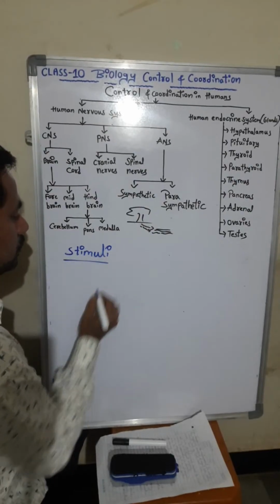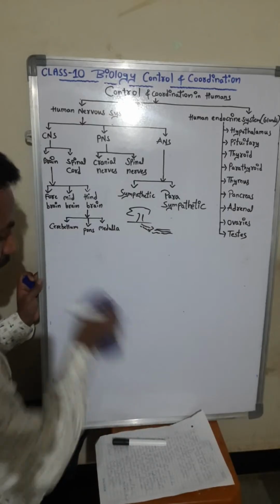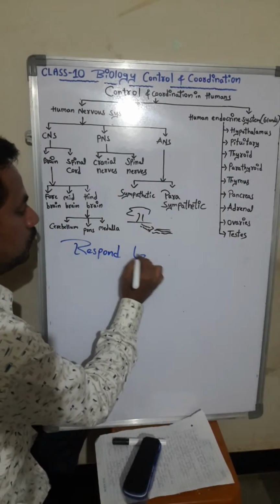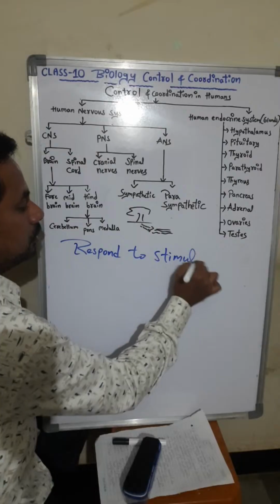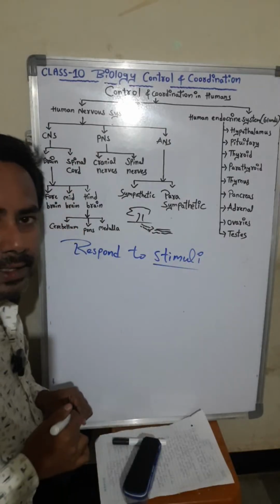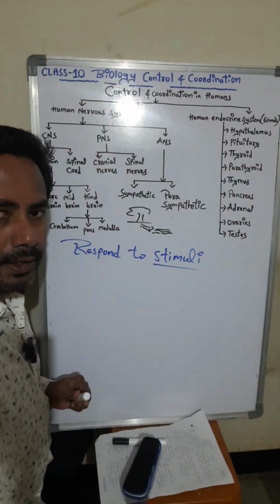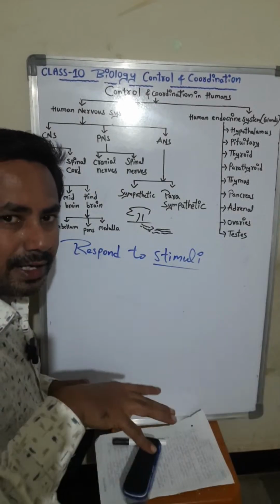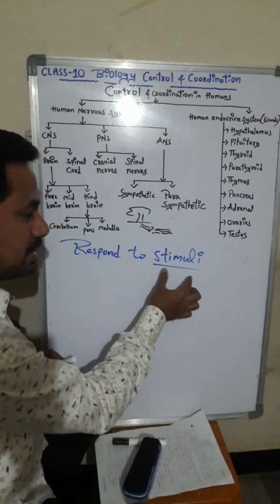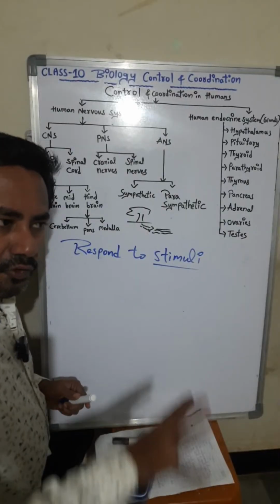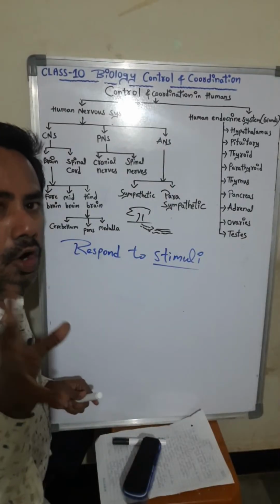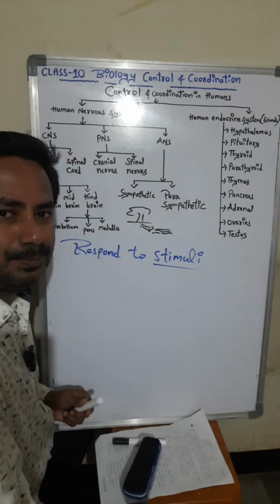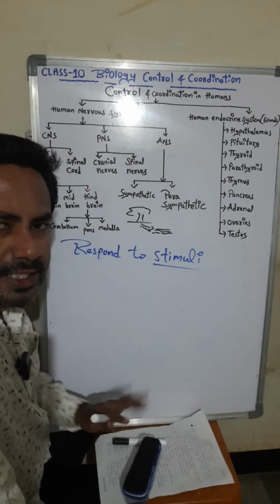Stimuli. Respond to stimuli. First, we have to understand what we mean by stimuli. Changes occurring in the environment. Whatever changes are occurring now, you will react to that. So that is known as stimuli. When changes are occurring in nature or the environment, you will react to that. That is known as respond to stimuli. Changes in the environment, simple.